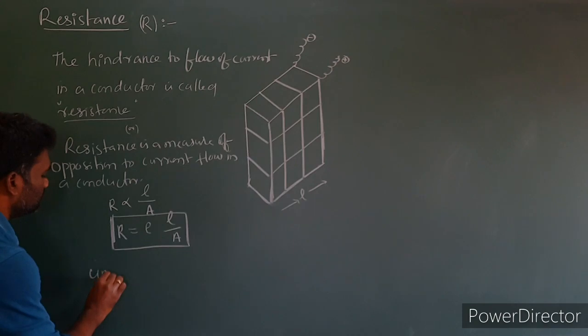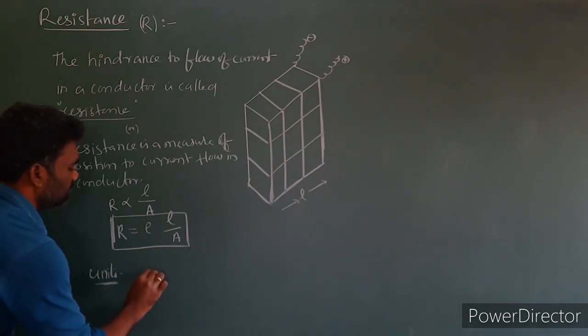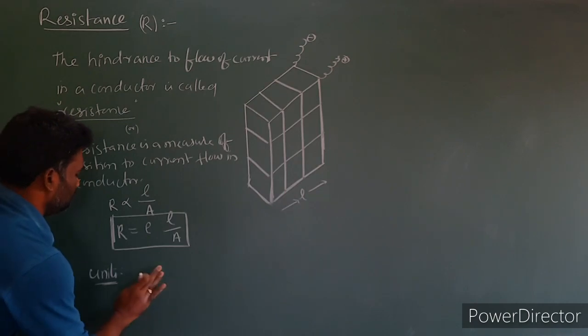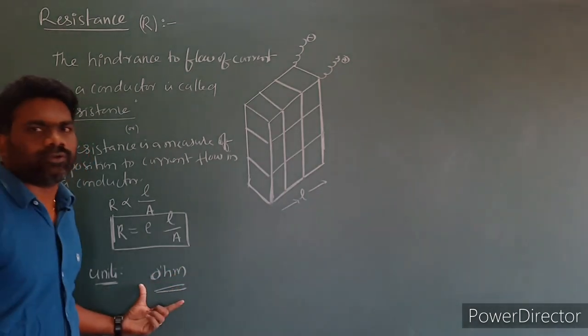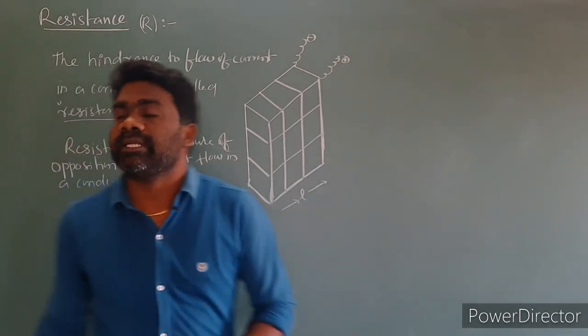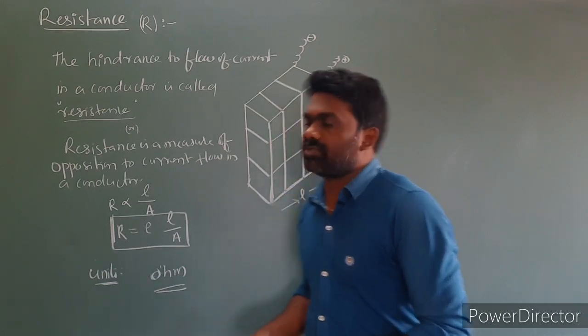Units. Resistance, ohm. The unit of resistance is ohm. So this is regarding resistance. Next we have resistivity.